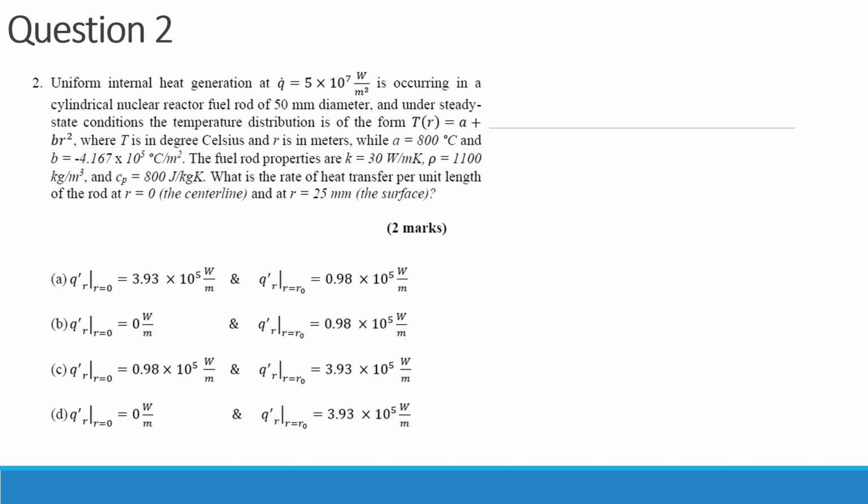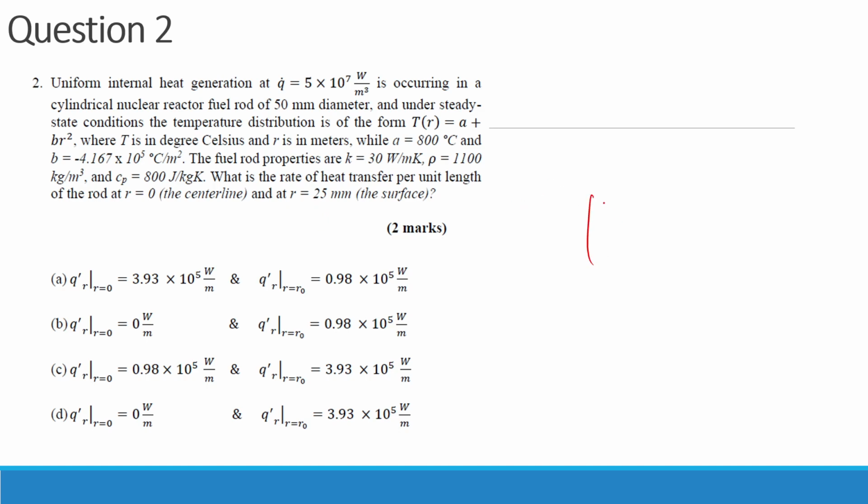So question number 2 states that a uniform internal heat generation Q dot equal to 5 into 10 raised to 7 watt per meter cube is occurring in a cylindrical nuclear fuel rod of 50 mm diameter under steady state conditions. The temperature distribution of this form has been given, whereby we have been given these parameters. The fuel properties are also given, and the main question we have been asked is what is the rate of heat transfer per unit length of the rod at R equal to 0 and R equal to 25 mm. So that you have to find.